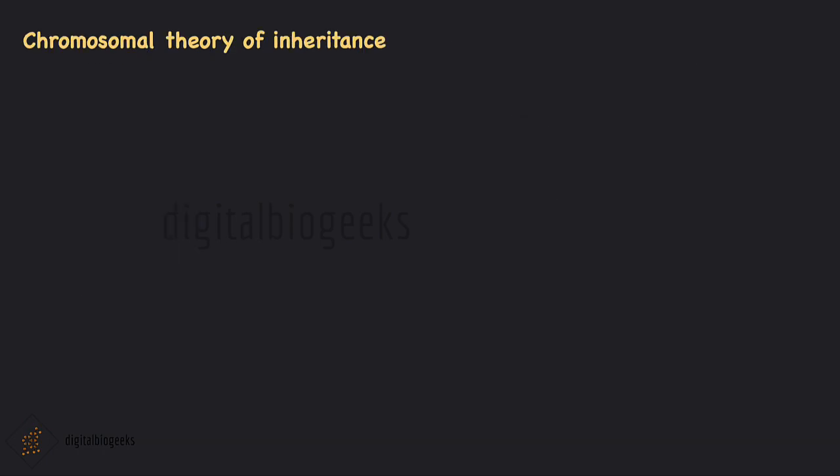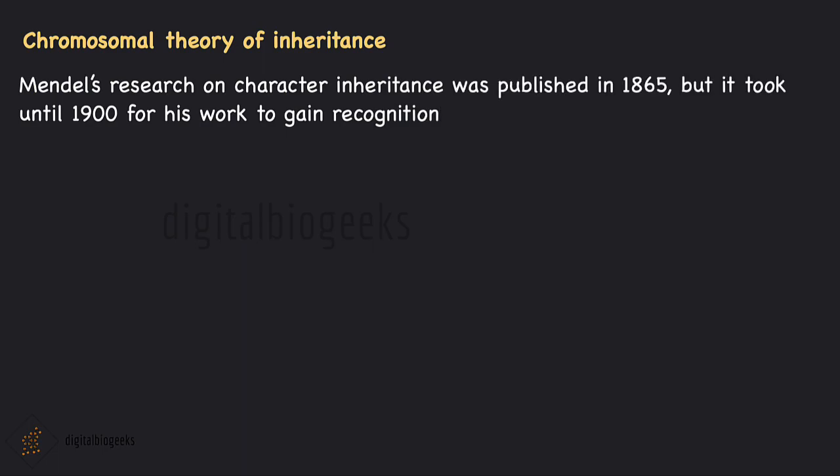Let's learn chromosomal theory of inheritance. Mendel's groundbreaking research on character inheritance was published in 1865. But it took until 1900s for his work to gain recognition from the scientific community. This was because of some reasons. During that period, communication was quite challenging.